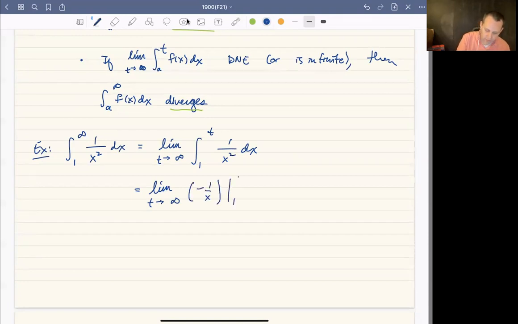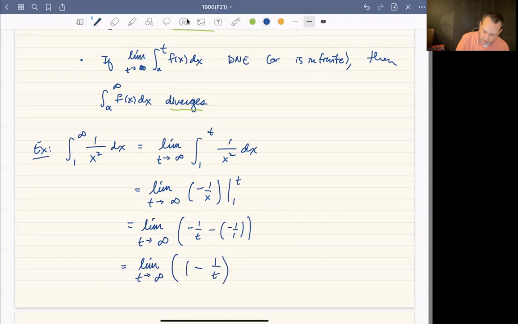We're going to evaluate that from 1 to t. And when we plug in t, we're going to get negative 1 over t. When we plug in 1, we're going to get minus negative 1 over 1. And so that's going to be the limit as t goes to infinity of 1 minus 1 over t. And as t goes to infinity, the 1 over t vanishes to 0 and our limit is 1.